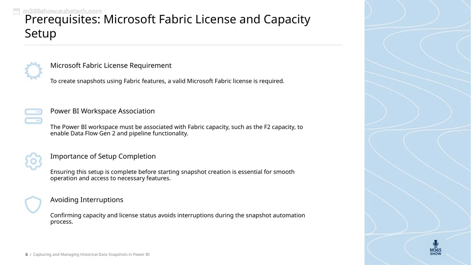And of course, to utilize Fabric features for creating snapshots, you need a valid Microsoft Fabric license. Without this license, those advanced snapshot capabilities won't be available. So, in summary, making sure your license and capacity are properly set up is the foundation for a seamless snapshot process. It ensures smooth operation and gives you access to all necessary features, supporting your overall data management strategy.